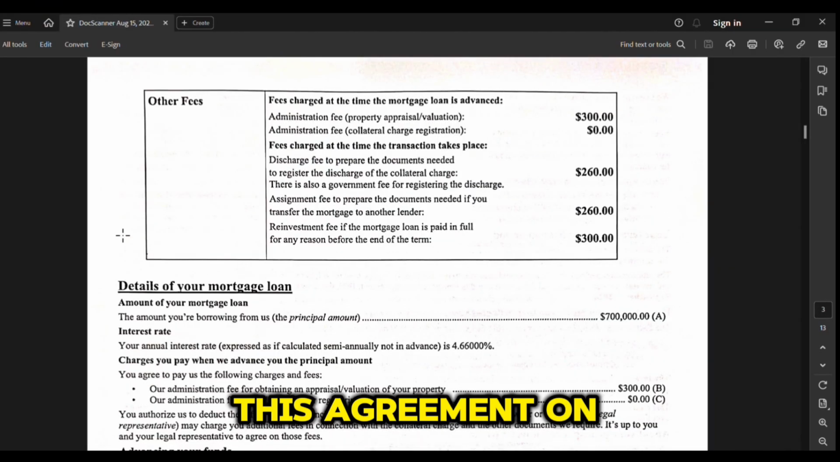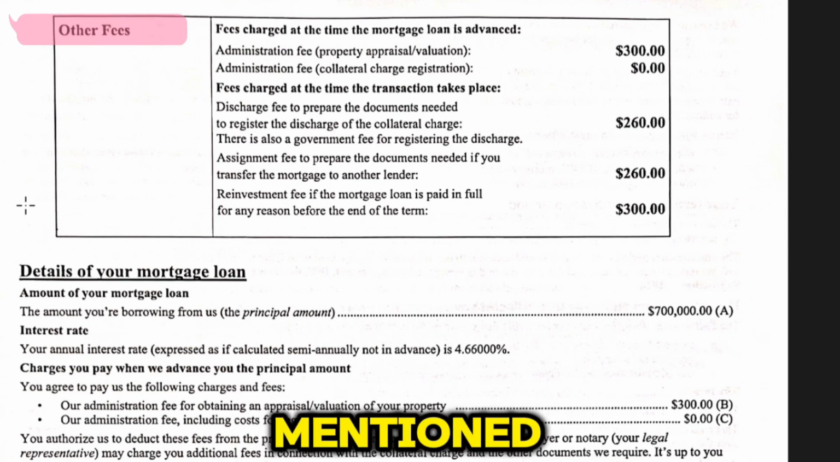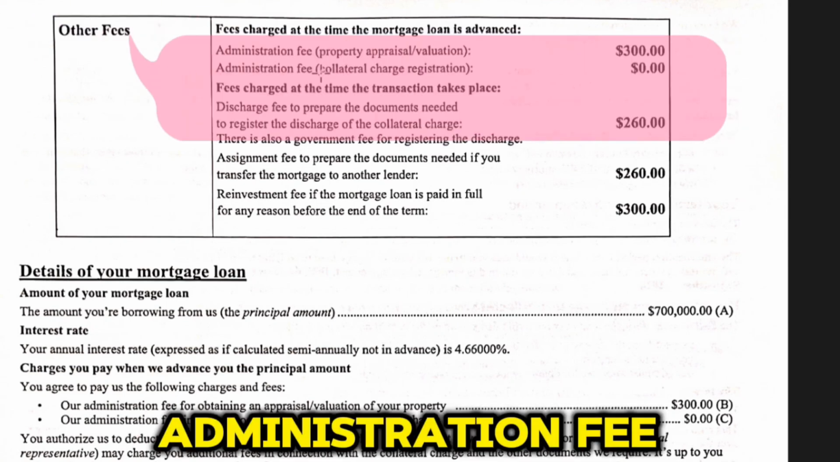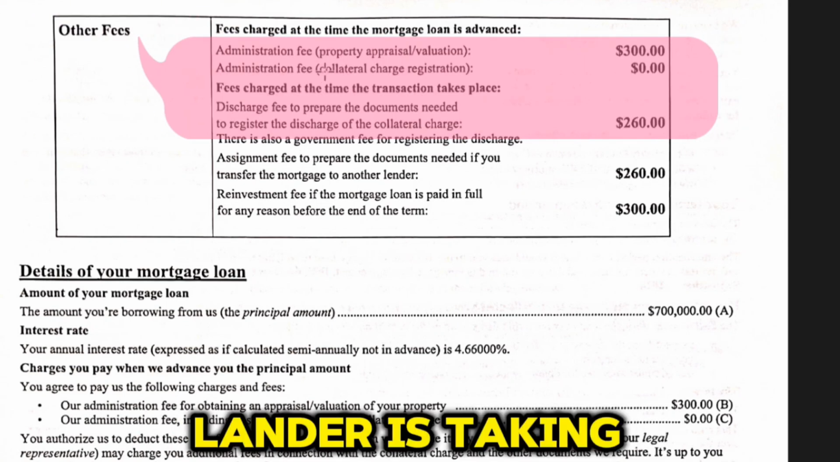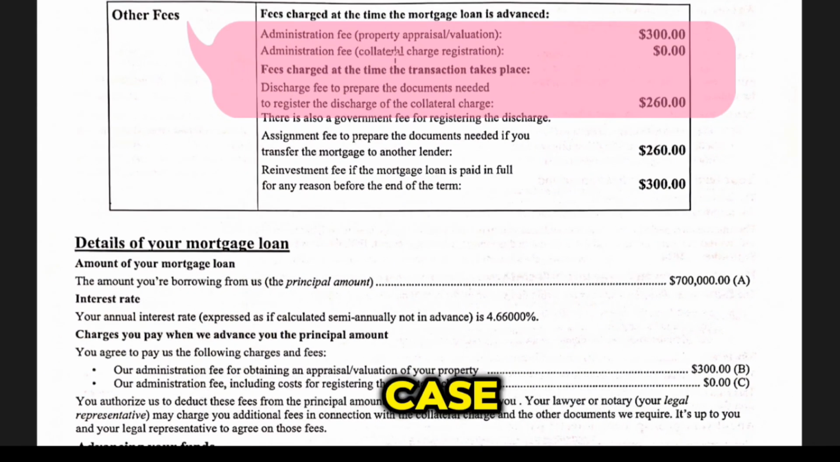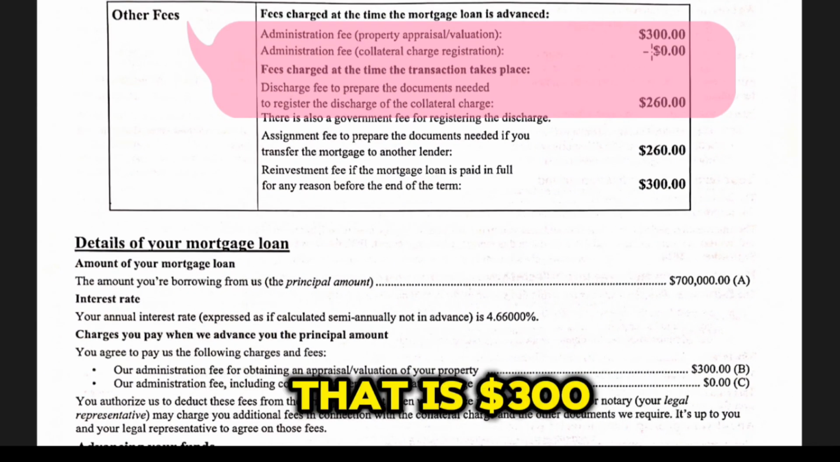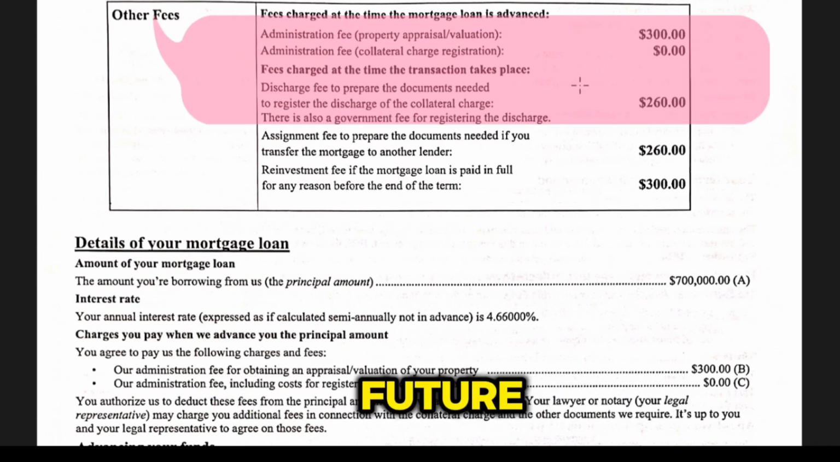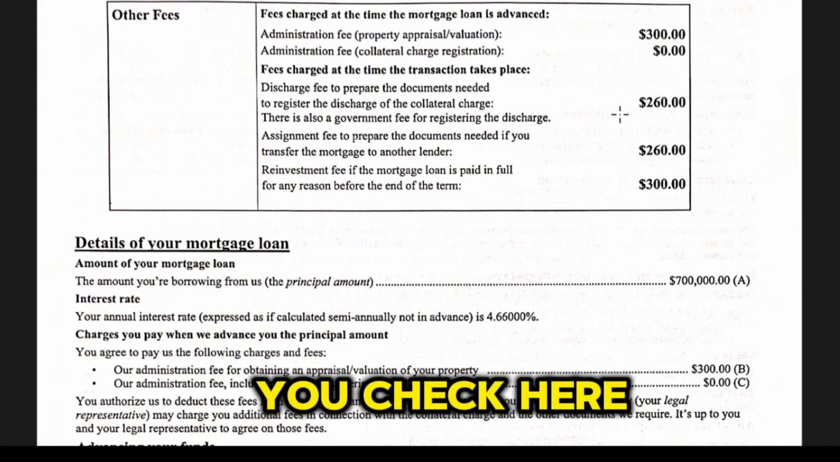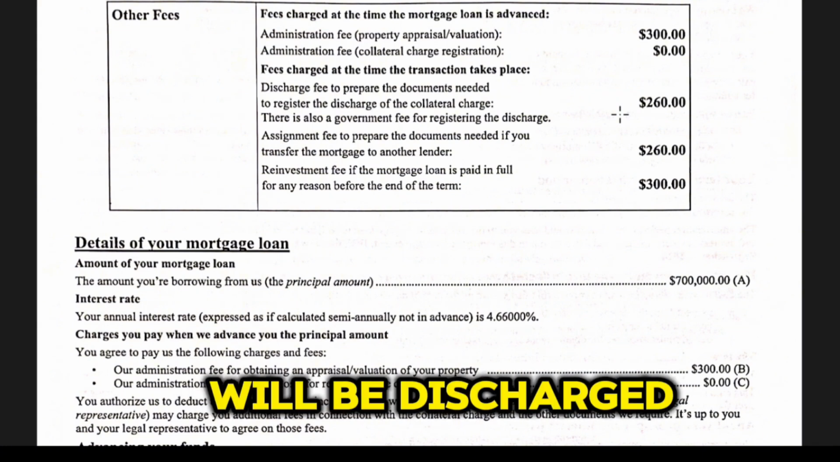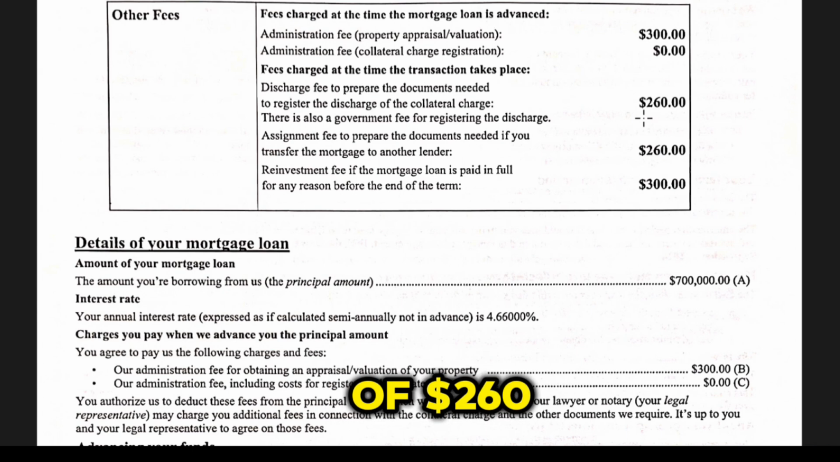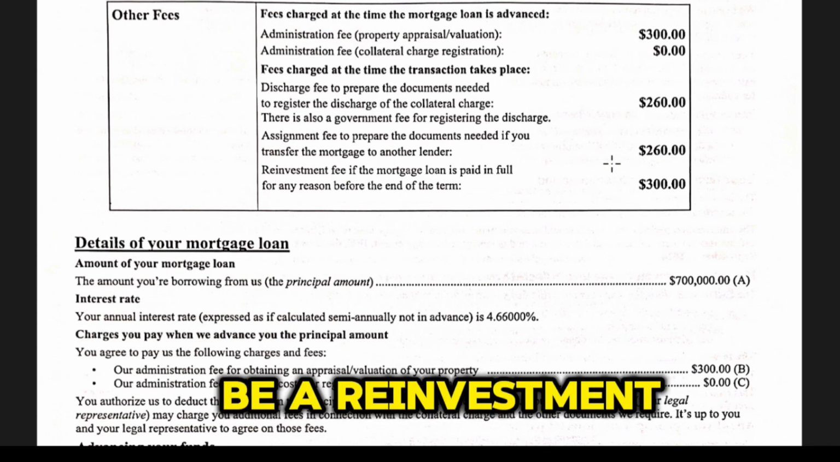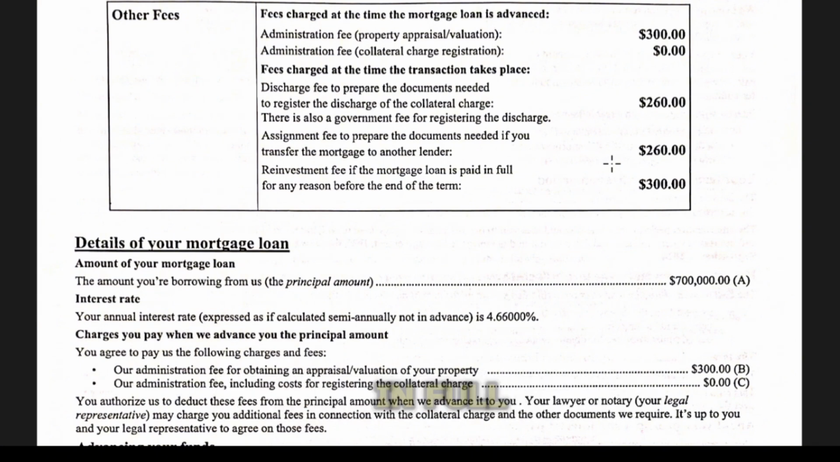Now in this agreement, on the third page, other fees are mentioned. Other fees may include your administration fee, meaning the fee that the lender is taking to administer your loan. In this case, the lender is charging a property appraisal fee of $300. Apart from that, whatever fees your lender will be charging in the future will also be mentioned. Here it is mentioned that in the future when the property will be discharged, there will be a discharge fee of $260, an assignment fee of $260, or there can be a reinvestment fee of $300 if the mortgage loan is paid in full for any other reason before the end of the term.